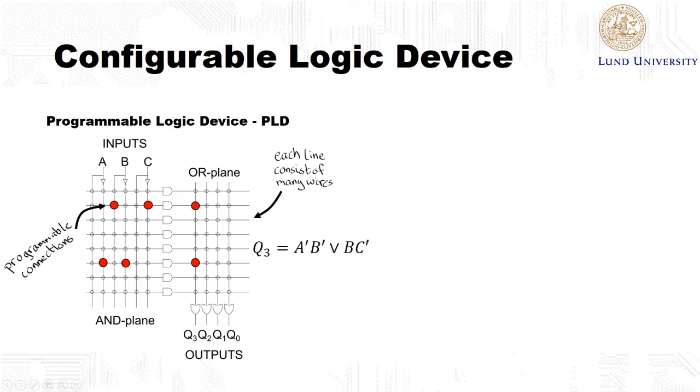Later on came the Complex Programmable Logic Device, or CPLD. Basically, it was an extension of the PLD, where manufacturers included flip-flops in the IC, such that it was possible to implement finite state machines in a single IC. The CPLD also contained a larger number of gates compared to the PLD.